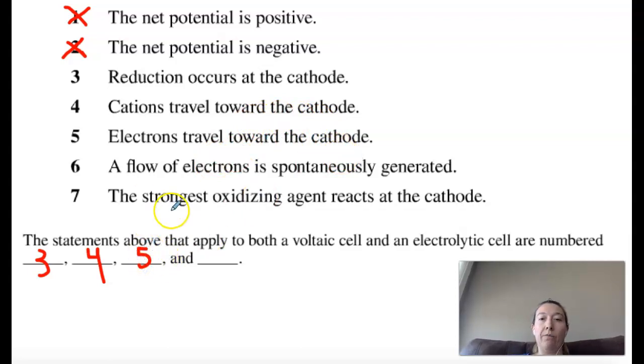Okay, 6, a flow of electrons is spontaneously generated. The fact that it says the word spontaneous should be telling you that that is not true, right? Because they're only spontaneously generated in a voltaic cell. And then the strongest oxidizing agent reacts at the cathode. That is true. So other versions of this question, sometimes it'll be the exact same list, but it'll say what's only true for a voltaic or what's only true for an electrolytic. But definitely there is the option of what is true for both.